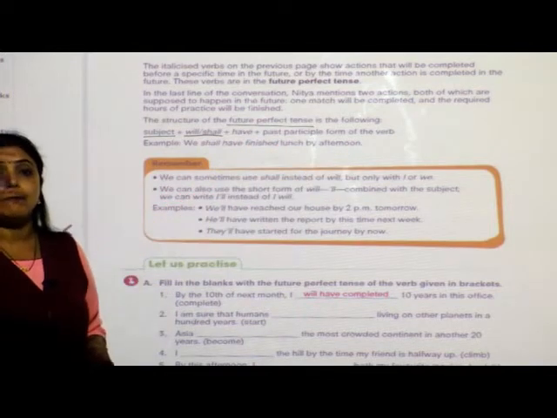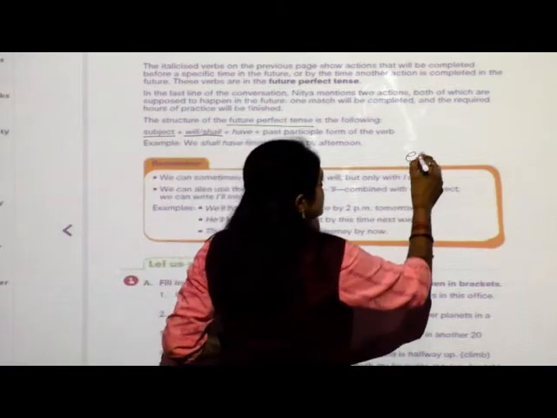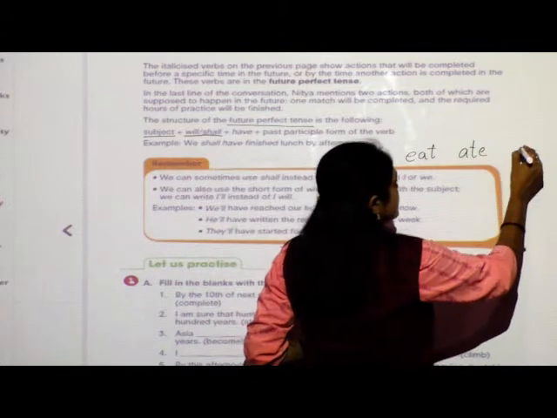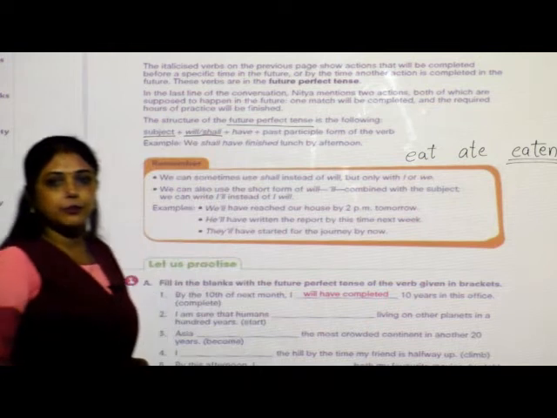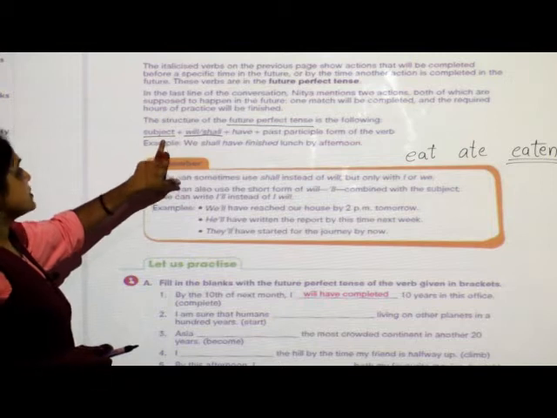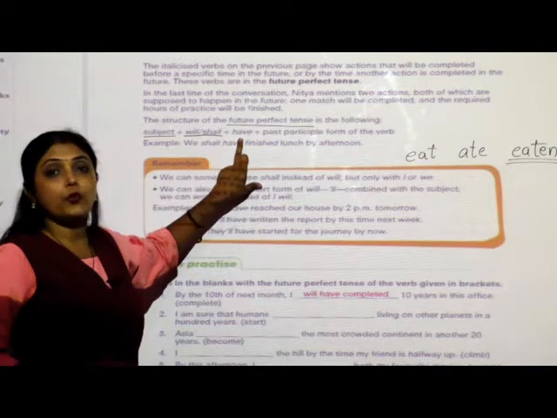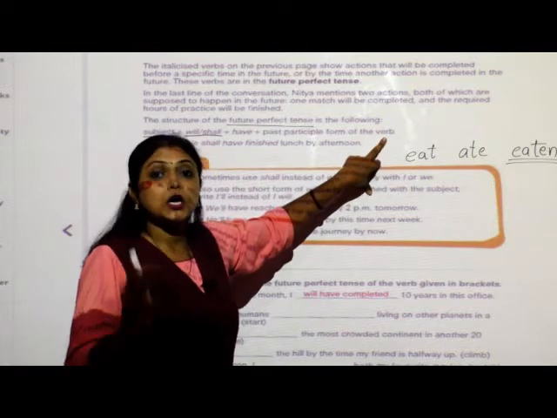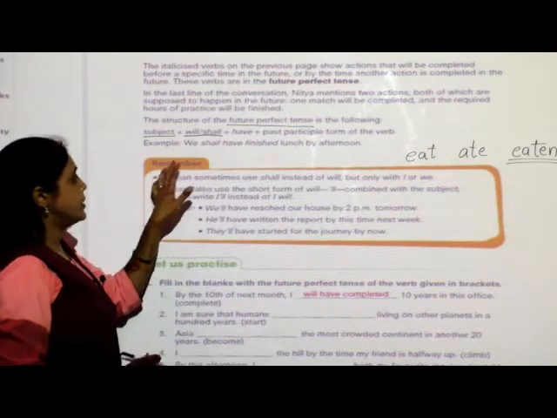Now what do you mean by past participle? If I say eat, ate, eaten. Okay, so this is the past participle form. So we need the subject, we need will or shall, we have to add have, and the past participle form of the verb. Verb means action word. Okay, so now the example is given.